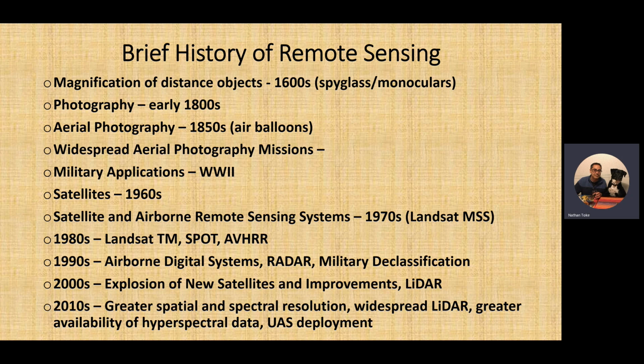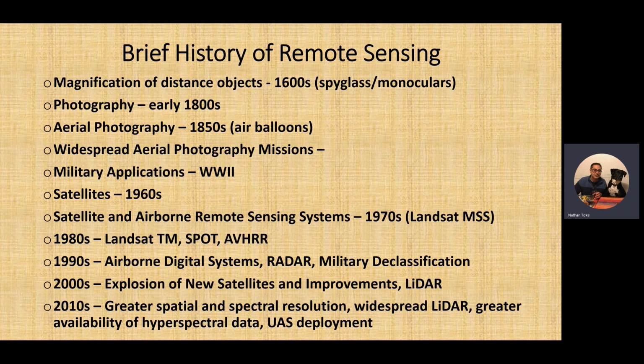So, brief history of remote sensing. Way back in the 1600s, we had magnification of distant objects, spyglasses, monoculars. First photographs, early 1800s. Aerial photographs from balloons began as recently as the 1850s. People are still using these technologies today.